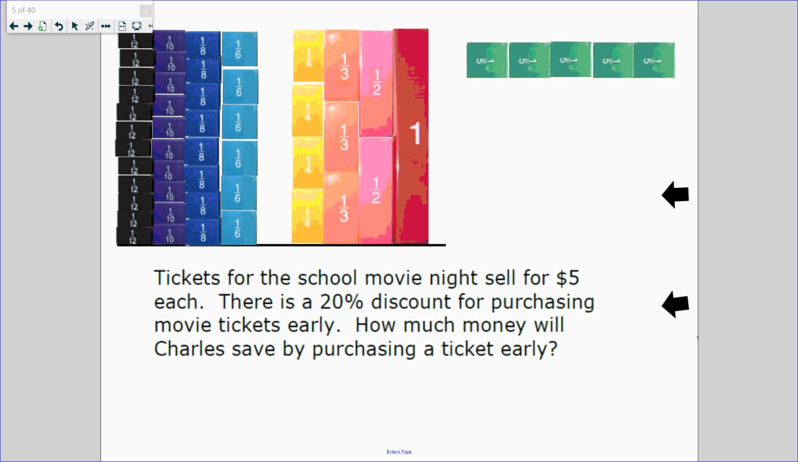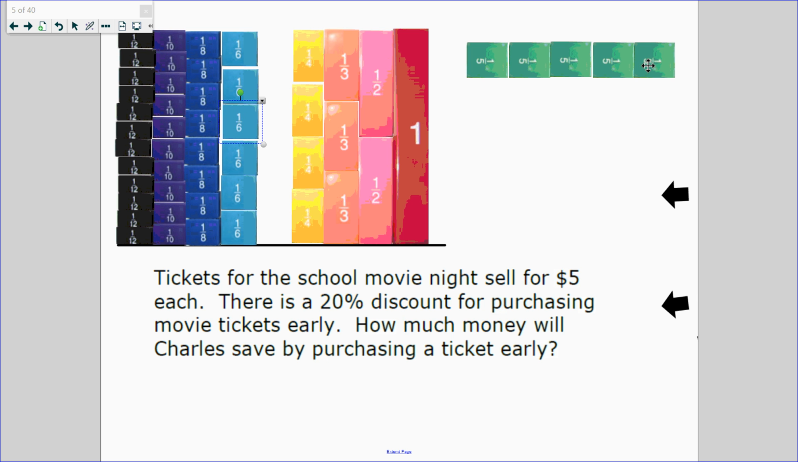So what we're going to be learning today is something called part of the whole. So let's read our thing. Tickets for the school movie night sell for $5 each. There is a 20% discount for purchasing movie tickets early. How much money will Charles save by purchasing a ticket early? So you are given a percent bar as such. So how many groups of 20% go into 100%? Hopefully you say 5 groups. 1 group, 2 groups, 3 groups, 4 groups, 5 groups.